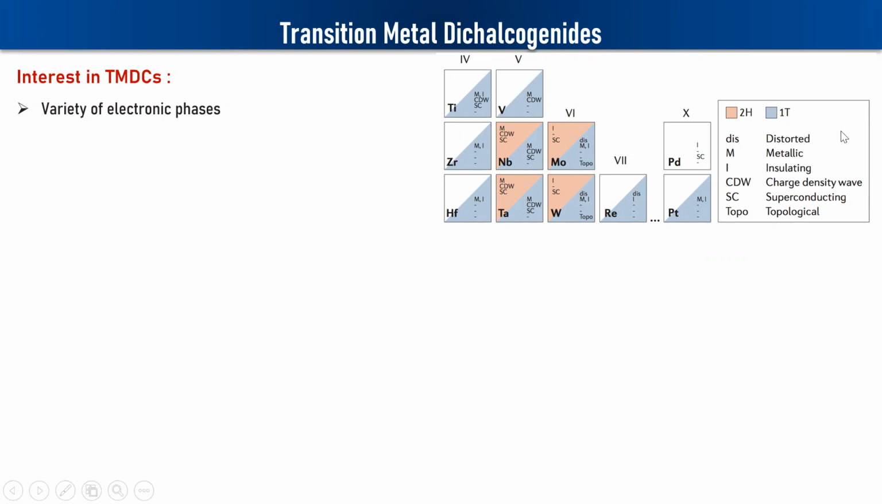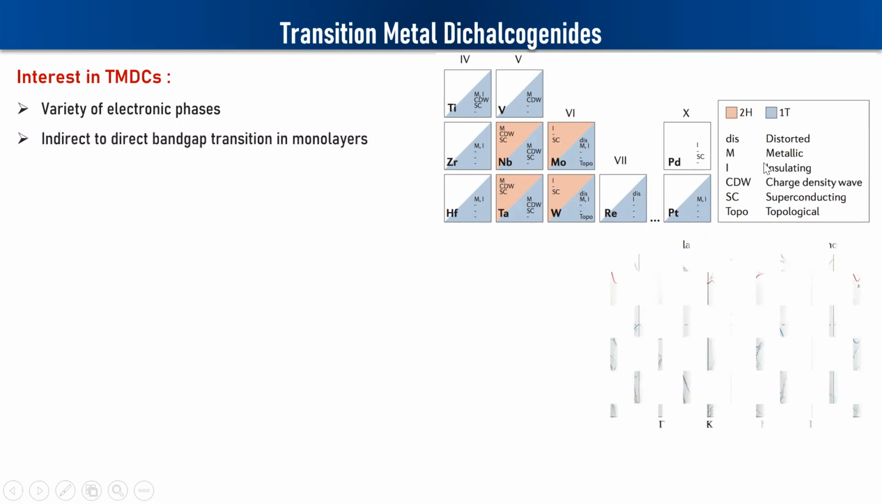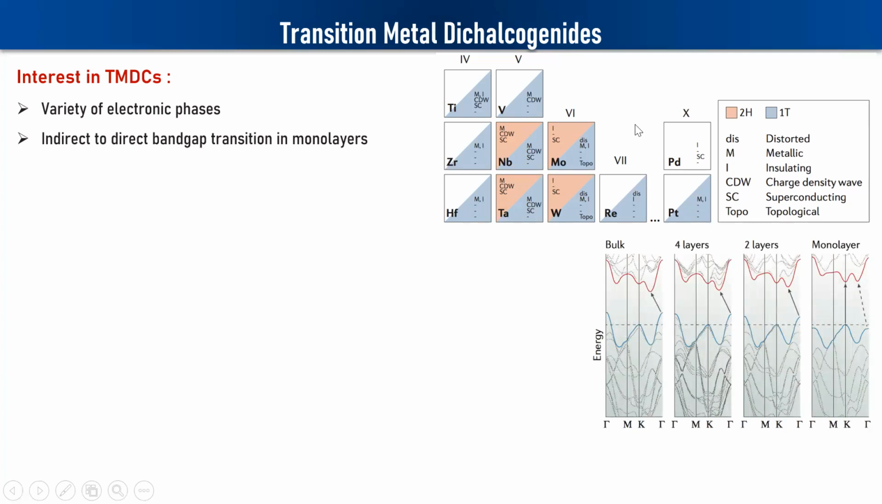And you can see that they have a large number of electronic phases. You can have metallic, insulating, charge density wave, superconducting, and topological phases, depending upon whether you have the 2H structure or the 1T structure. Now, another interesting feature in some of the semiconducting TMDs is the indirect to direct bandgap transition in the monolayers.